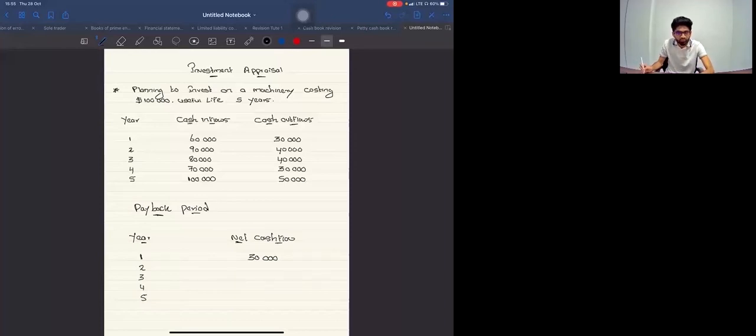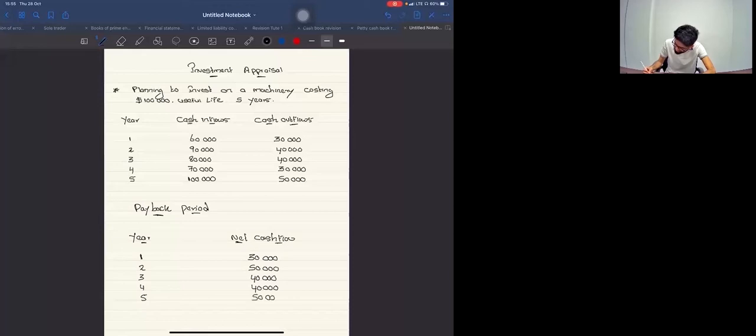What will be the net cash flow for year 2? Inflow minus the outflow. 90 minus 40, that will be equal to 50. Year 3, 80 minus 40, that will be equal to 40. Year 4, 70 minus 30, that will also be equal to 40, right? Year 5, 100 minus 50, that will be equal to 50.